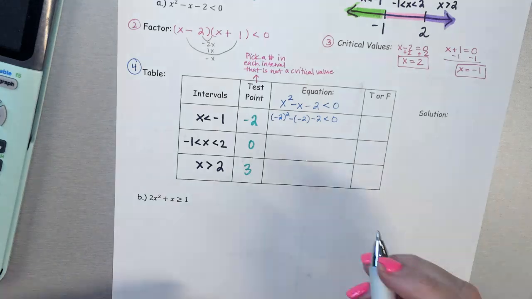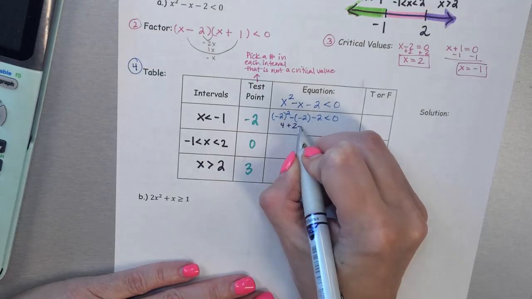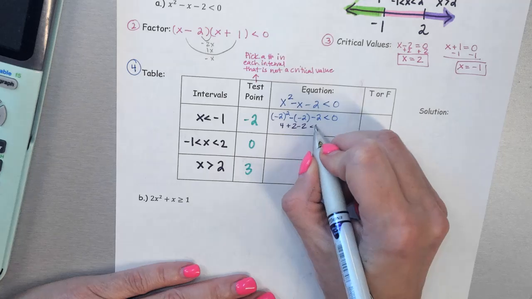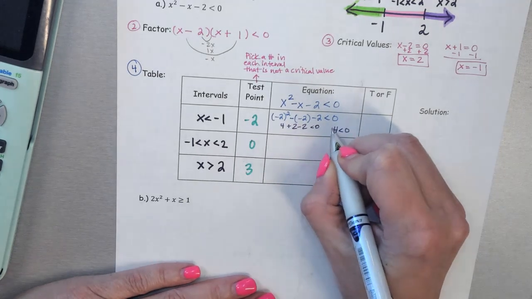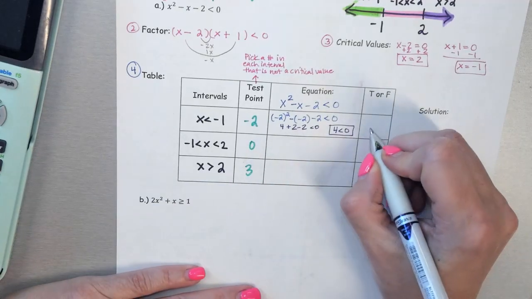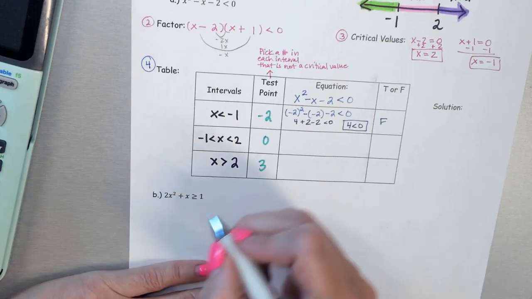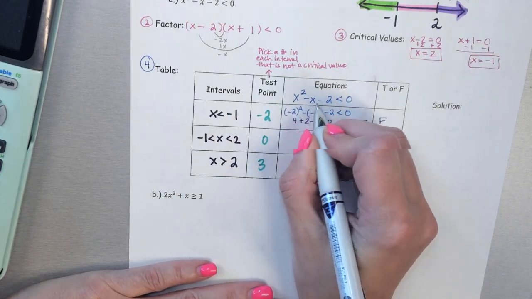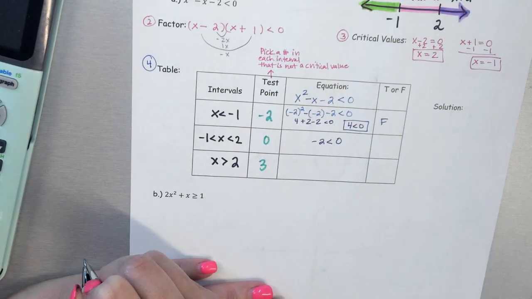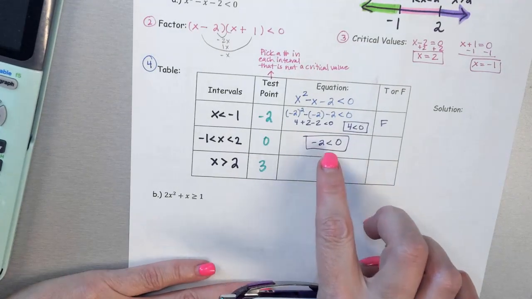All right, let's see how the first one went. So -2 squared is 4. A negative times a negative is a positive. Okay, 4 plus 2 is 6. 6 minus 2 is 4. Okay, so your inequality is 4 is less than 0. Is that true or false? False. Okay, when you plug in 0, remember we talked about these are going to cancel, so it's just -2 is less than 0. Is that true or false? Is -2 less than 0?